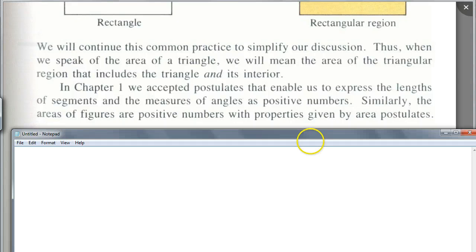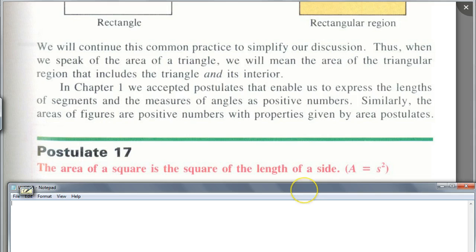All right, so here's our first postulate. This is it. The area of a square is the square of the length of a side. And of course, you know that all the lengths of the sides of squares are what? Equal. They're all equal, right? So write this down. I'll wait. And this is our first postulate of this chapter.